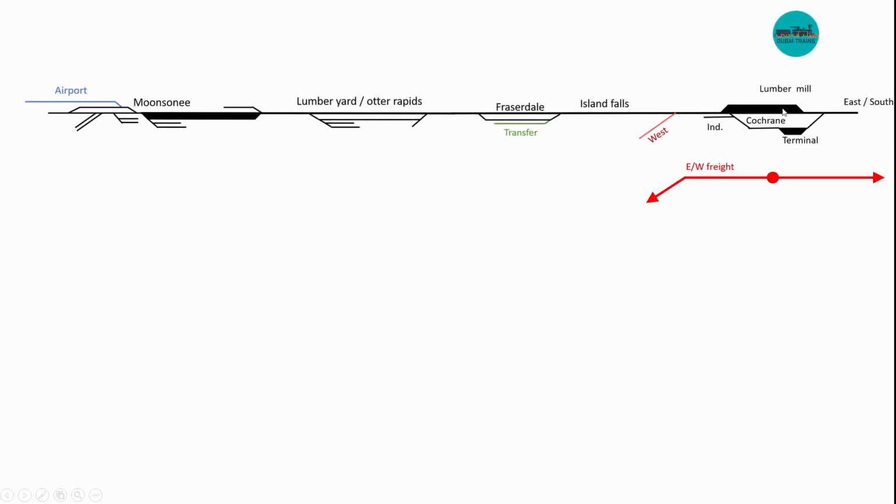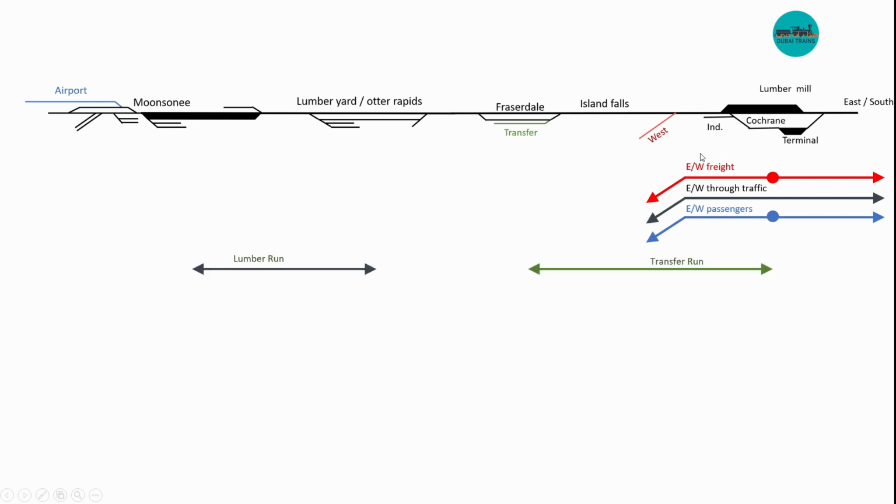So first off, we have east-west freight trains that will drop off and pick up cars here in Coltrane. Then we have east-west through traffic. They just go through Coltrane. They don't stop at all. Then we have east-west passenger trains. So again, they go through Coltrane and they drop off and pick up passengers and folks that are there waiting. And now it gets interesting. We're going to look at our little branch line here.